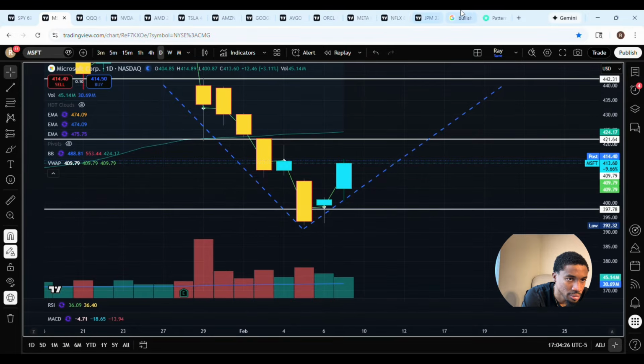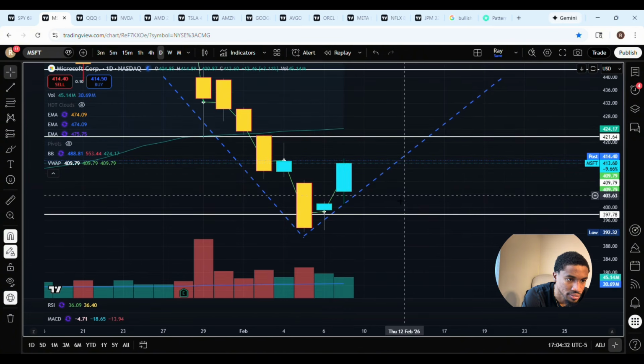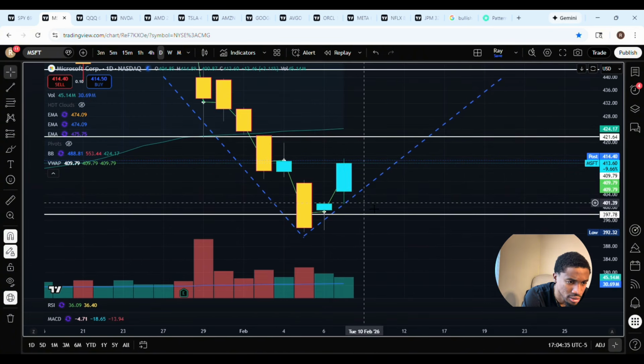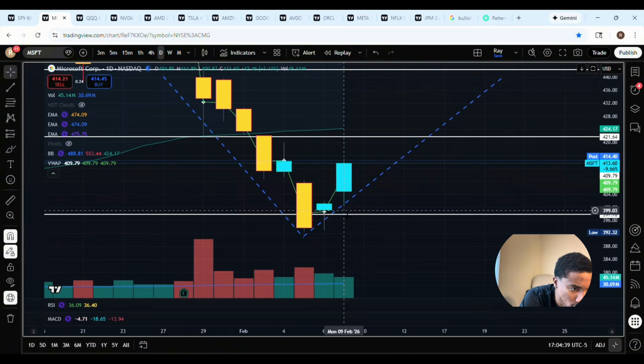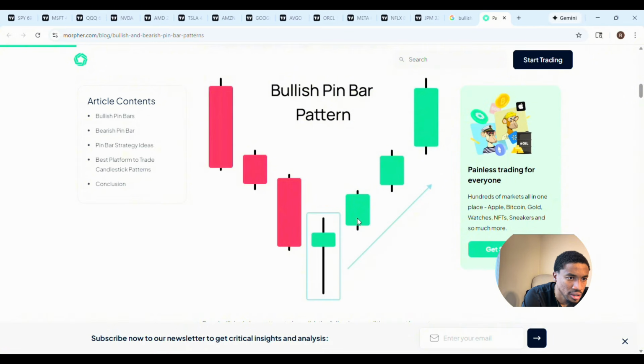So you can see right here we got the pin bar. And then we have this right here, which is a confirmation to get in. You want to see it above 401. So it opened here at 399, went as low as 393, as high as 401. So this candle right here is the next candle, the candle that's going to confirm if you get in or not.